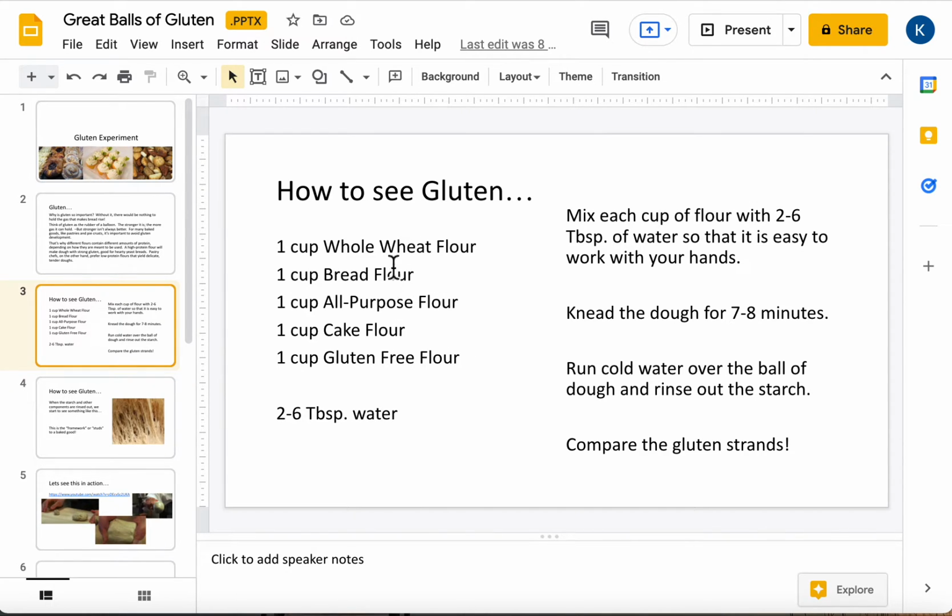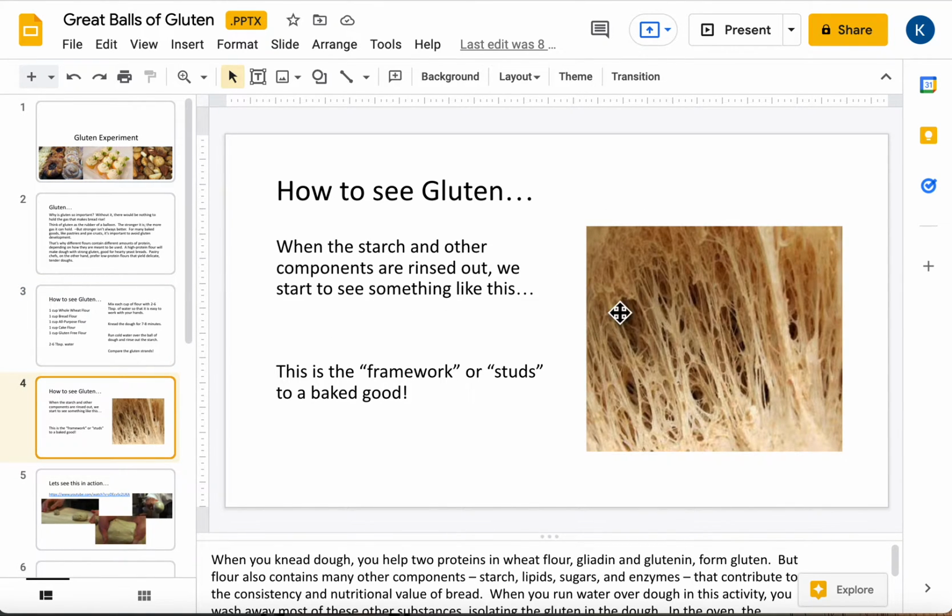It'd be these top four, the wheat flour, the bread flour, the all-purpose flour, and the cake flour, that we would compare. And when we compare them, we would notice these stretchy strands. This is a very zoomed in picture of this. And this ball has had a chance to actually dry out a little bit. But when you rinse the starch away, you can see the stretchy strands. And this is what we know to be the gluten. We could feel them because it's very elastic and very stretchy, but we could also see them yesterday too.